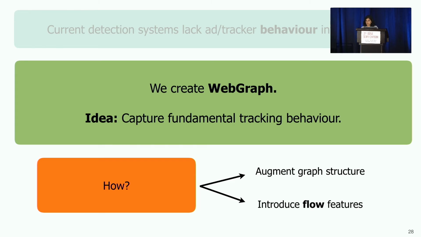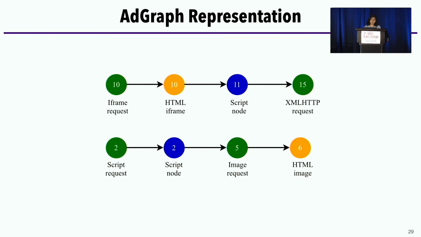We augment the graph structure to take into account tracking behavior, and we introduce a new category of features based on our augmentations called flow features. I'm not going to go into the details of how we make these enhancements, but I just want to illustrate what we mean. So let's say that we have AdGraph's representation of some tracker events, and this looks like this as I show on the slide.